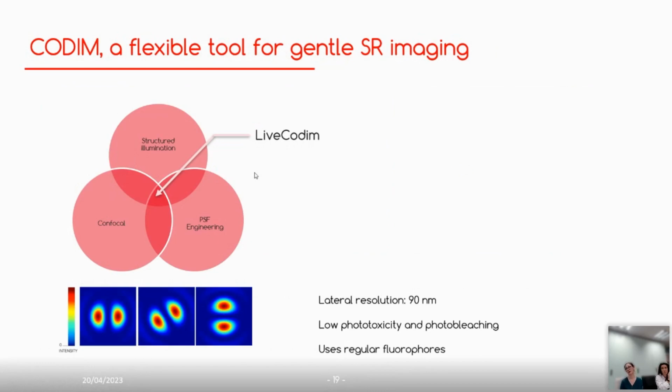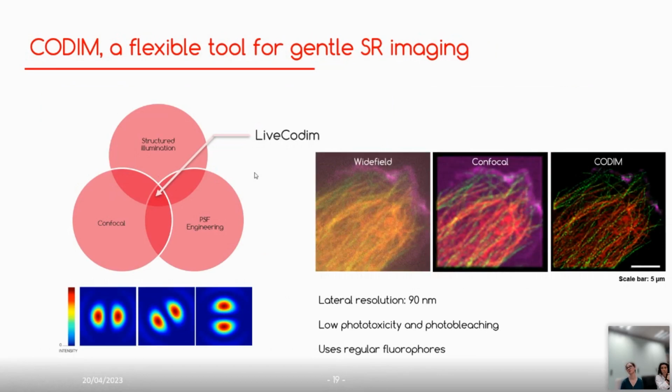Instead of illuminating the whole sample with a pattern like SIM, between the illumination and your sample you are actually patterning your light point by point and scanning your sample. That's why it uses less light and it's less subject to phototoxicity. And it will give you access to a lateral resolution of about 90 nanometers, even 70 nanometers in our latest attempts. If you want to know more about CODIM imaging, please come back to us and we will be very happy to give you more detail about the technology and all the performance it can achieve.